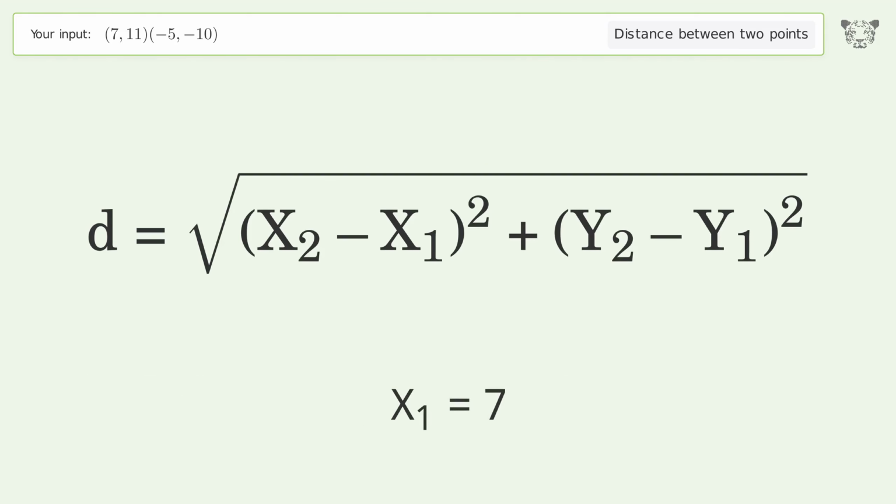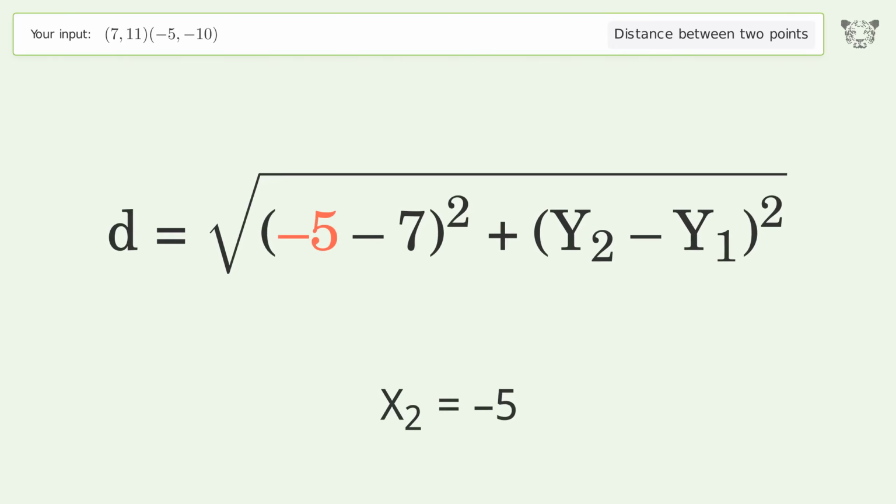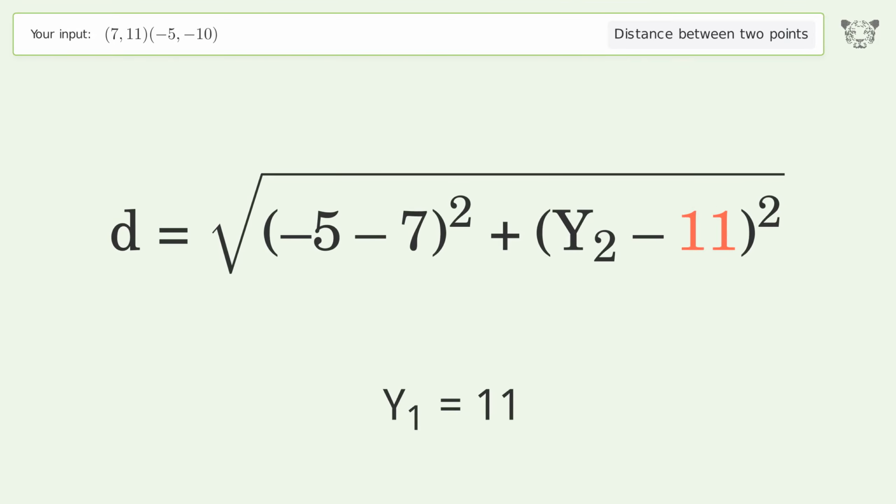x1 equals 7. x2 equals -5. y1 equals 11. y2 equals -10.